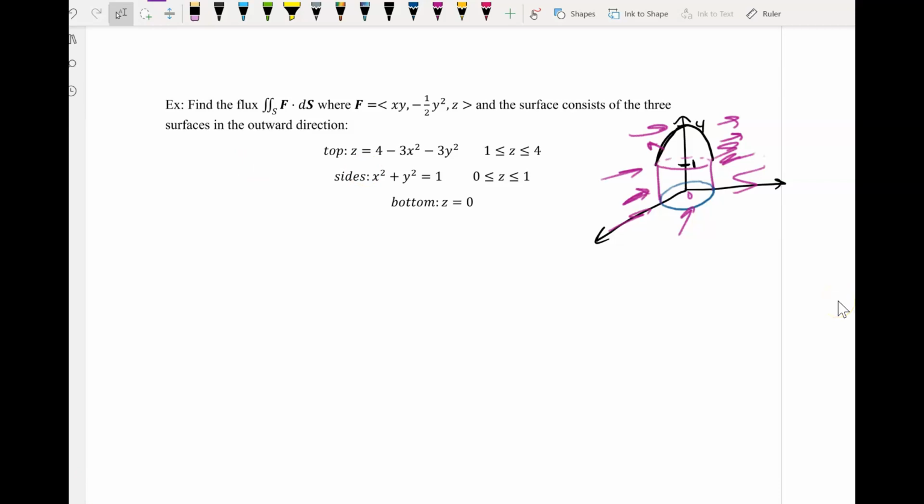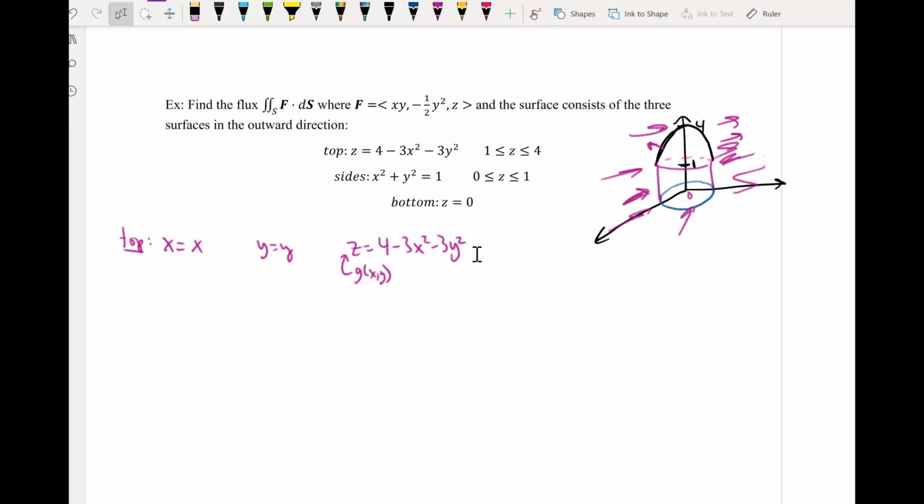Let's just start off with the top. Let's start off by parametrizing it first. We can do a basic parametrization: x equals x, y equals y, and z equals 4 minus 3x squared minus 3y squared. I think this is a little easier to work with. You can use the other ones, but I want to avoid the cross product as much as I can. So this one's going to be super easy. Now that we've got this, remember, this is our g of x comma y.